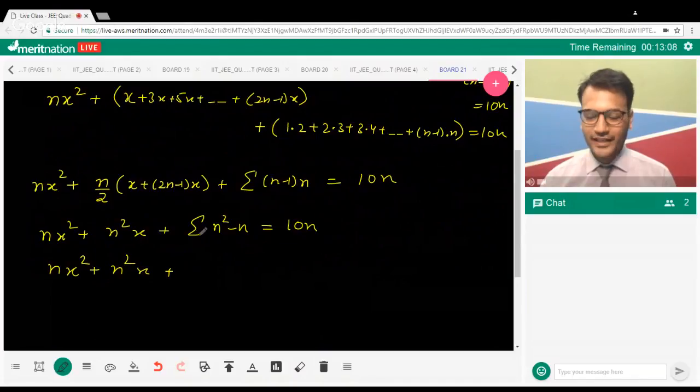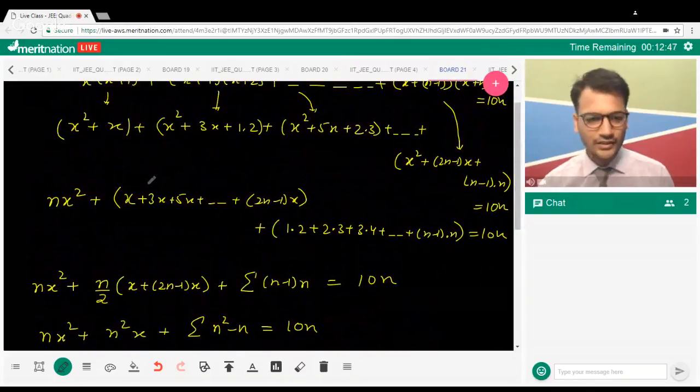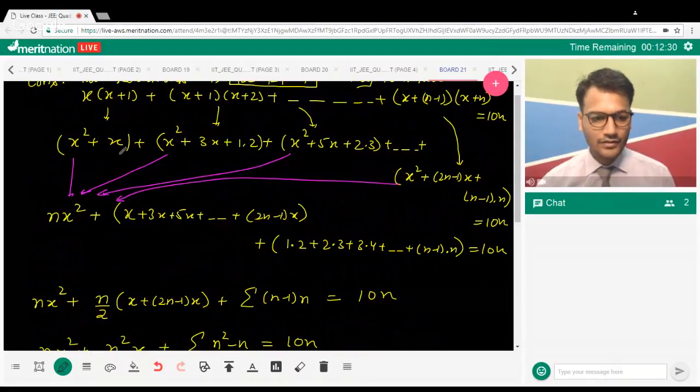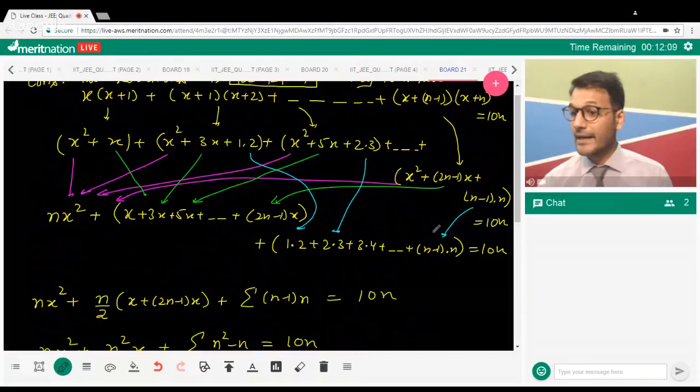N square x plus, over here, sigma n square will be what? Sigma n square is n into n plus 1 into 2n plus 1 by 6 minus n into n plus 1 by 2. This is 10n, right? So Amisha, third step, I've just collected all the x squares, and so on. Over here, I've collected all the x. And the last bit is giving me all the constants. I hope it's clear now.